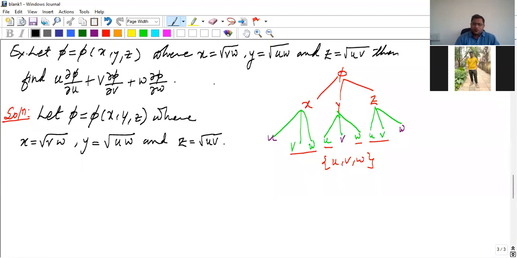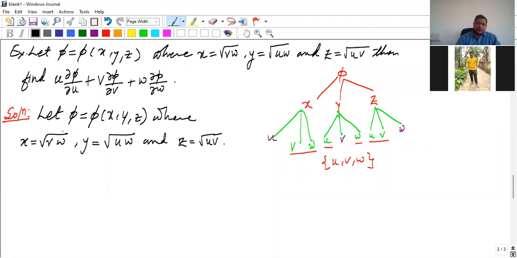Sir, what is the equation of phi? The equation of phi is not given. Whatever we can have. Phi may be x squared y cubed z, whatever the definition of phi we have, but definitely it will be in terms of u, v, and w, as if we replace x, y, and z, it will turn out in terms of u, v, and w.